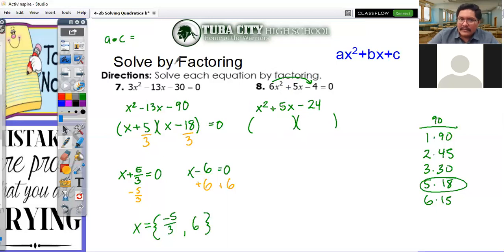Now, again, if it's a negative, the only way to get a negative by multiplying is if one is positive and the other is negative. That is the only way to get a negative number, because if they're both negative, you will still get a positive.